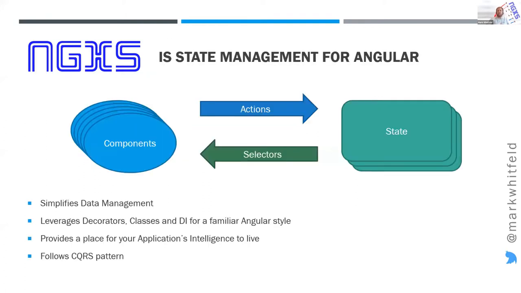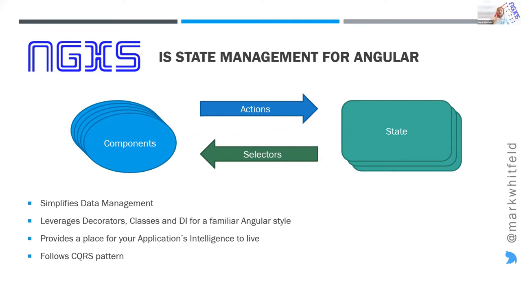Okay, so NGXS is state management for Angular. It has really three main components. You have your actions, which is the way that you communicate with your state. You have your state, and then you have selectors, which is how you query information and gather information out of your state. Now, every application that we work with deals with data.